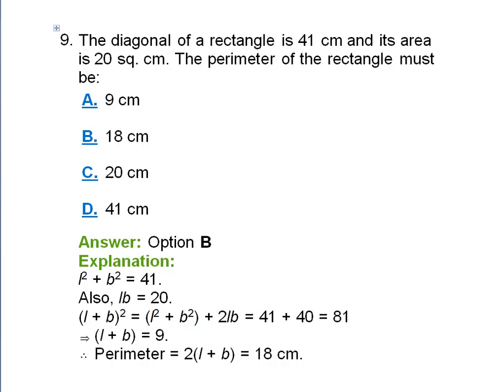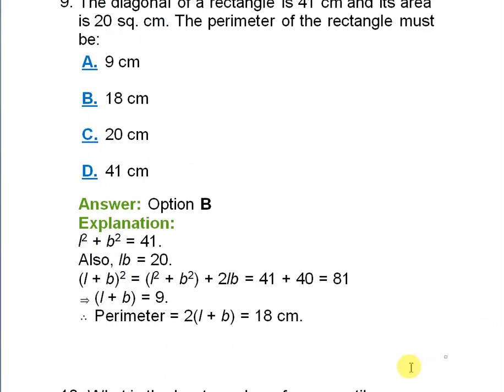So once you do it, you will just take the square of this. I hope you know the formula for (a plus b) square. That is a square plus b square plus 2ab. So you'll simply solve this and you'll get length plus breadth equals 9. The perimeter formula, you know, is 2 into (length plus breadth). Once you put all the values in it, you'll get 18 centimeter, because length plus breadth is 9. So you will just multiply 2 by 9, which is 18 centimeter.